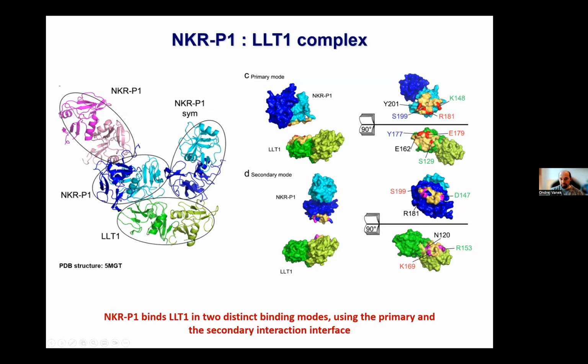NKRP1 uses a pretty similar set of amino acid residues that are touching LLT1 in this type of contact, whereas LLT1 is being touched by NKRP1 at slightly different positions, so a different set of amino acids here and here. We call it the primary interaction mode because this is the one that was expected based on previous observations from other studies on related complexes, and the secondary interaction mode.